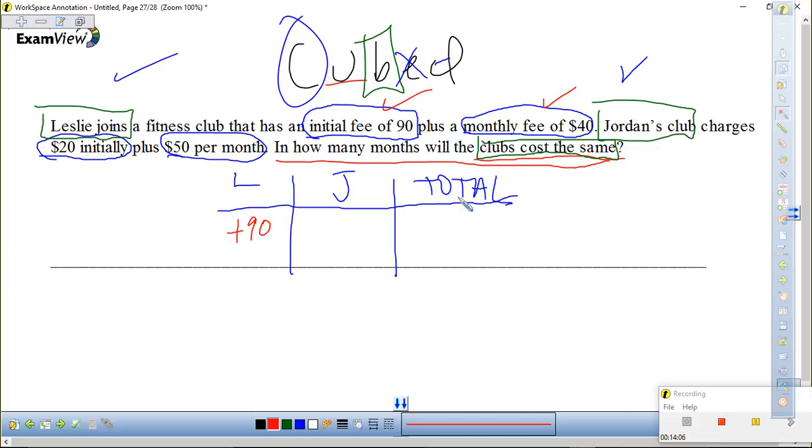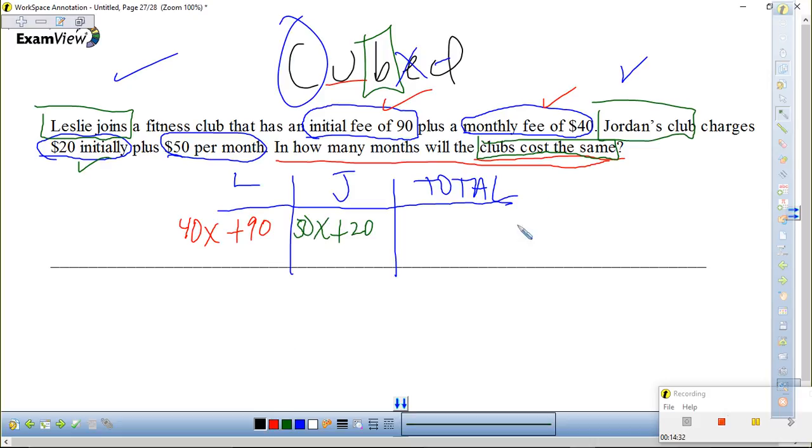40 per month. Do we know how many months? So how can we write that? 40x. Okay, so that's Leslie. Let's go to Jordan. So how much is the initial fee? 20. So we put plus 20. And how much is the monthly? We write it as 50x.